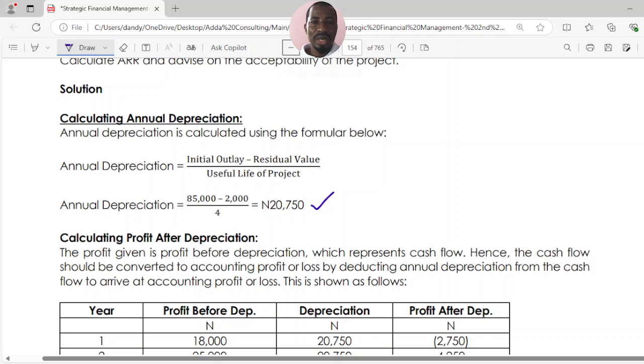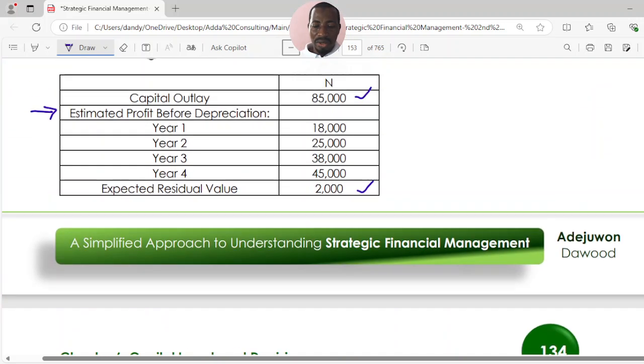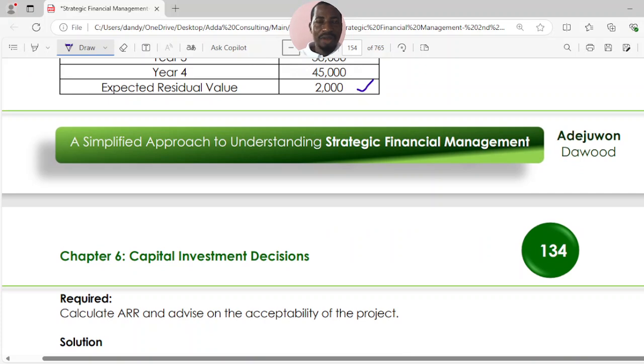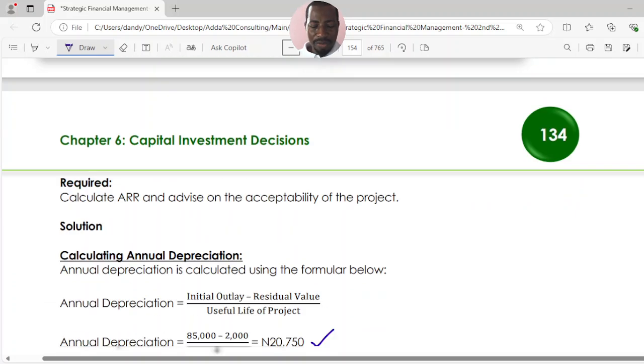Now that I've calculated annual depreciation, the next thing I need to do is to calculate annual accounting profit or loss. I need to calculate average accounting profit or loss. So for me to be able to do this, I need to deduct depreciation from all the cash flow given to me. All this cash flow, 18,000, 25,000, 38,000, 45,000, I will less depreciation of 20,750. Whatever I have will be my profit or loss for each year. Then I will sum everything together to get the total profit. Once I have the total profit, I will divide it by the useful life of 4 years. That will give me average annual profit.